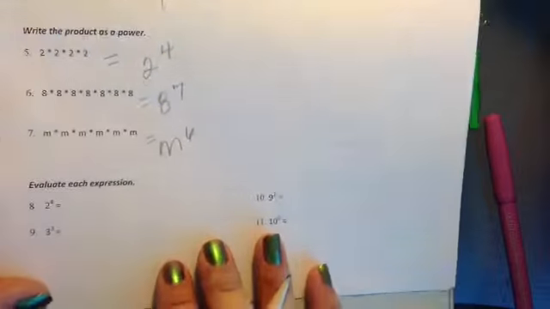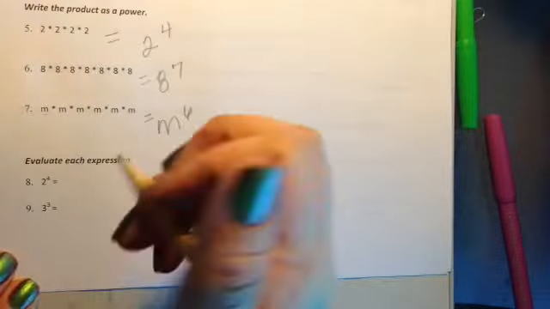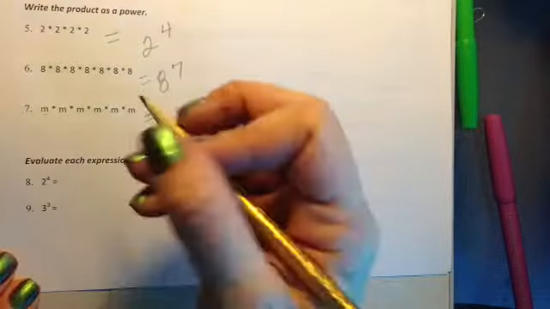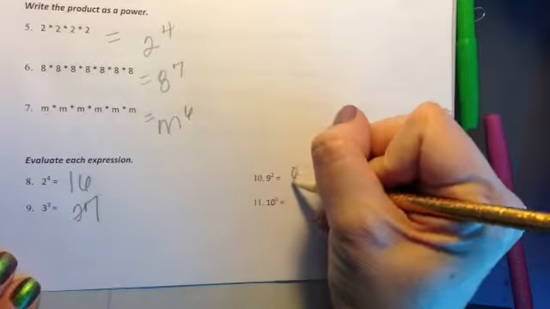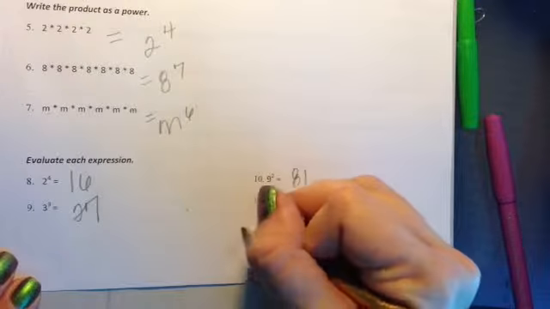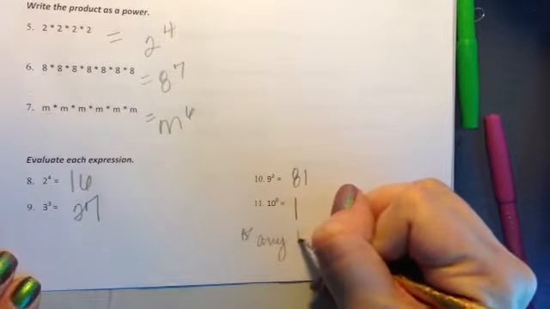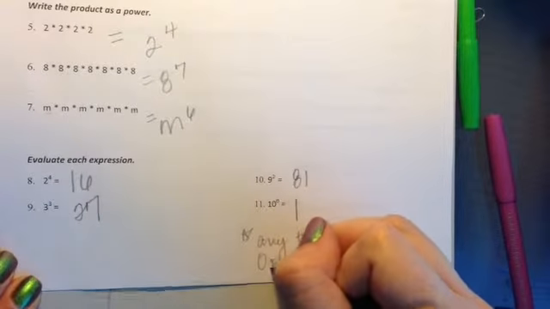Now, using our calculators, we can evaluate each of these expressions. 2 to the 4th power is 16. 3 to the 3rd power is 27. 9 squared is 81. And 10 to the 0 power, anything to the 0 power is 1. Don't forget, any number to the 0 power is 1.